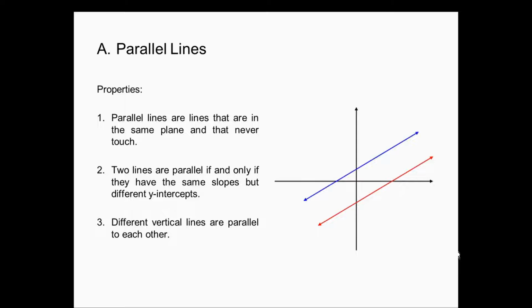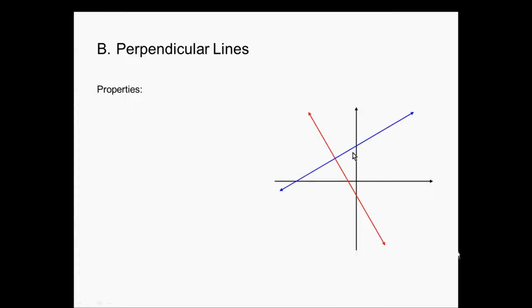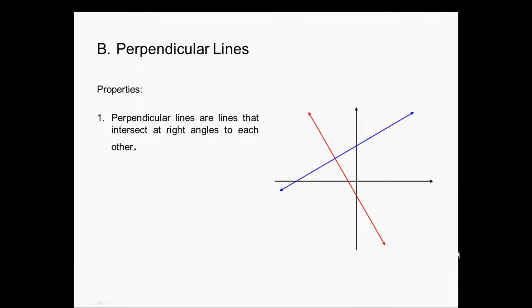Let's now take a look at perpendicular lines. My red line and my blue line are supposed to be perpendicular. That means they meet at a right angle. And notice they do in fact intersect. They have to intersect. So perpendicular lines are lines that intersect at right angles to each other.